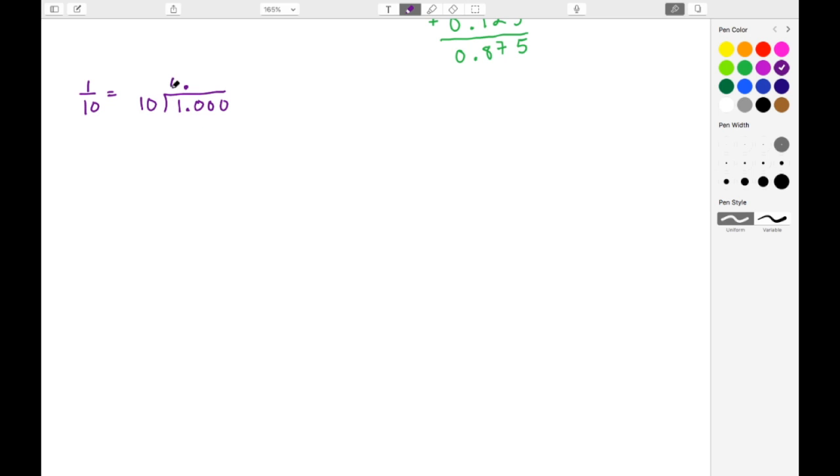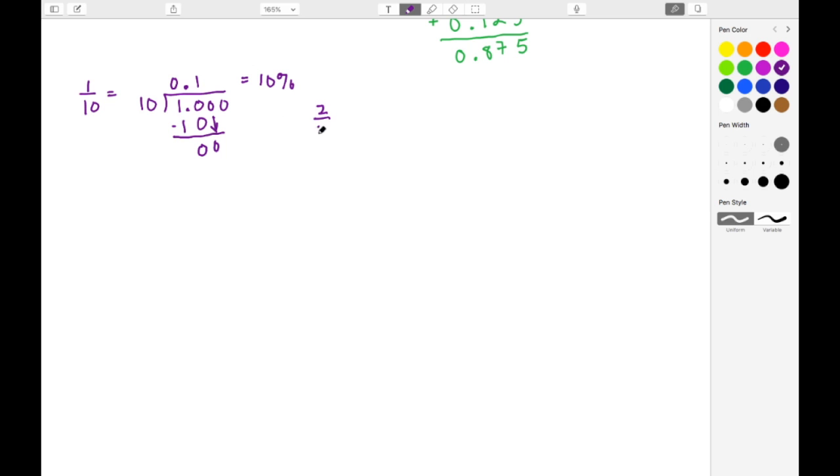1 divided by 10 is 0. Well, 10 divided by 10 is 1. 1 times 10 gives me 10. I subtract. 10 minus 10 gives me 0. And if you notice, I'm bringing down zeros. So here I am at 1/10. And we know that if I multiply that by 100, 1/10 is 10%.